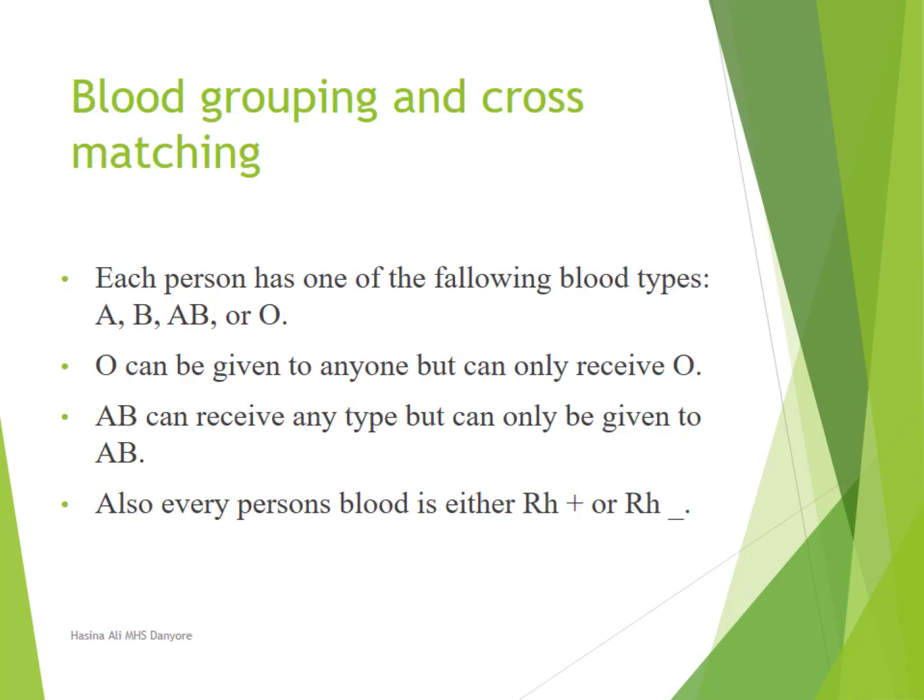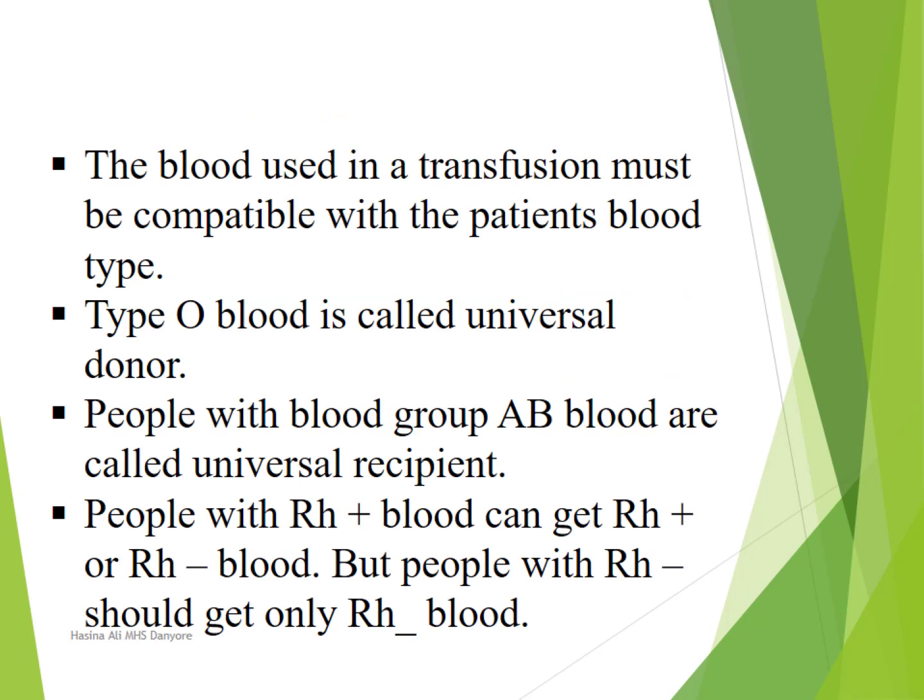Blood grouping and cross matching. Each person has one of the following blood types: A, B, AB or O. O can be given to anyone but can only receive O blood group. AB blood group can receive any type but can only be given to AB. Also, every person's blood is either Rh positive or Rh negative. So, the blood used in a transfusion must be compatible with a patient's blood type.